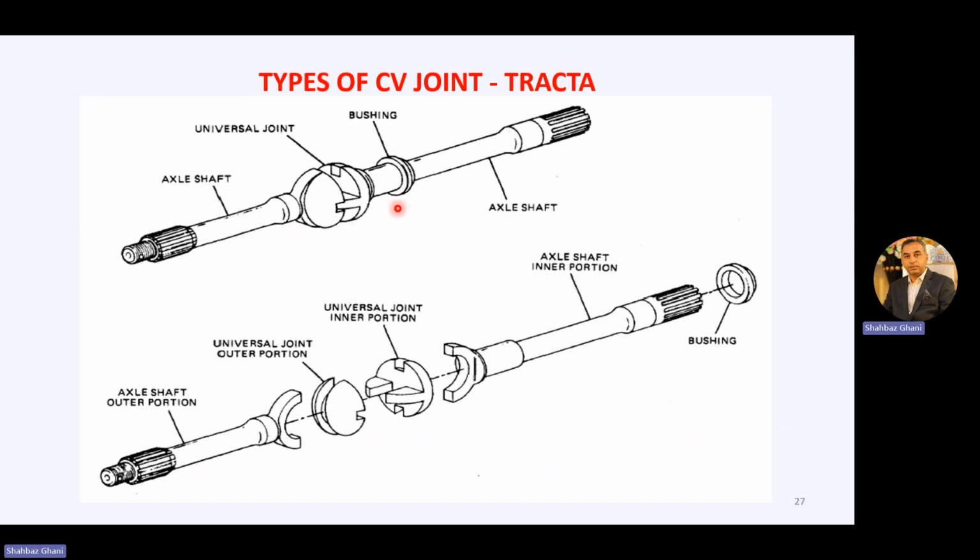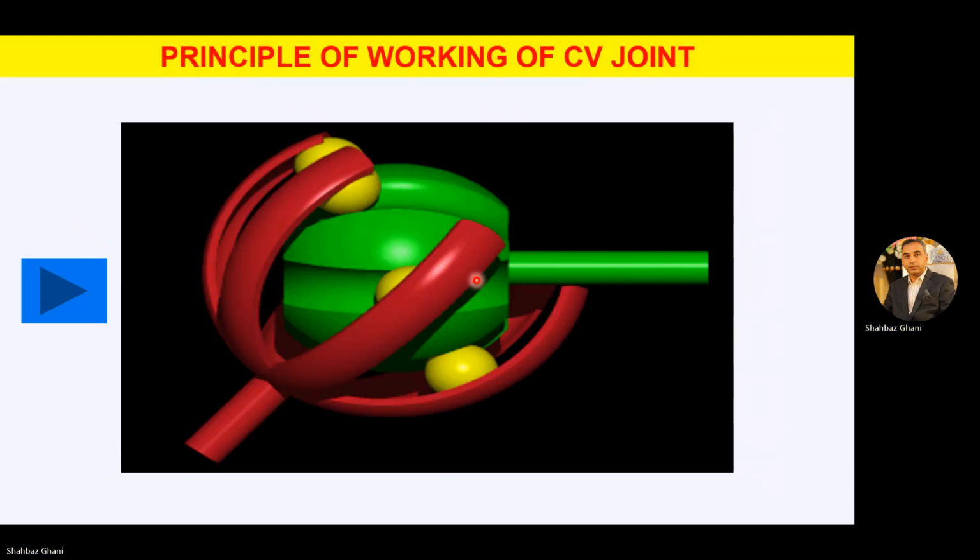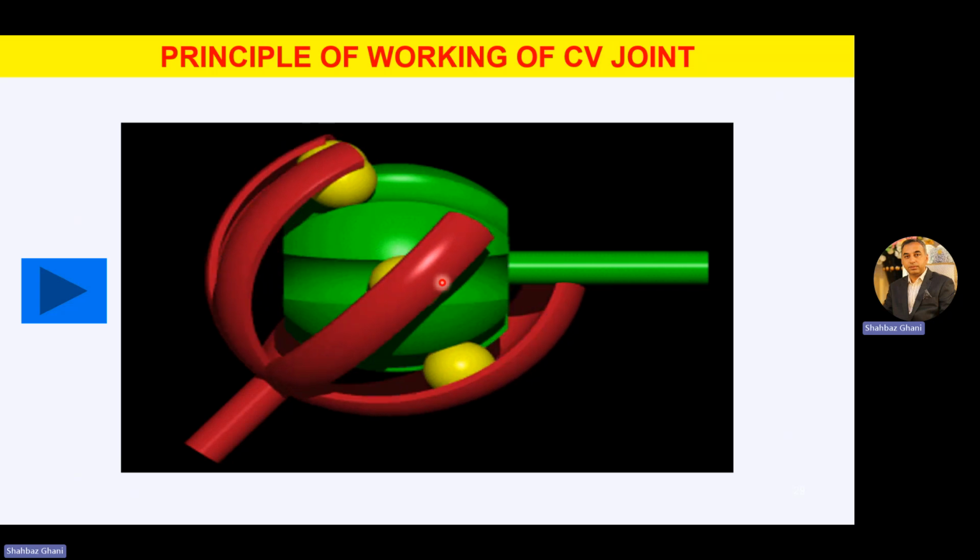Then we have a Tracta joint, CV joint. We have this axle shaft, both at the end, then bushing and universal joint in between. Universal joint outer portion, universal joint inner portion, and then we have this axle. So this is the arrangement and working of a CV joint of Rzeppa.